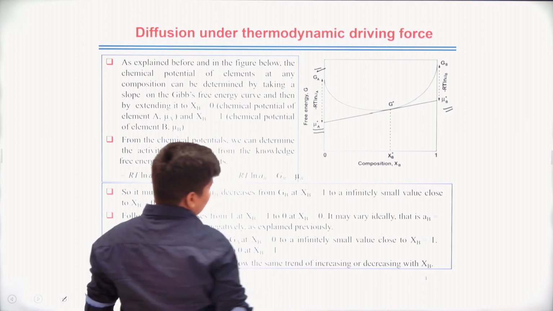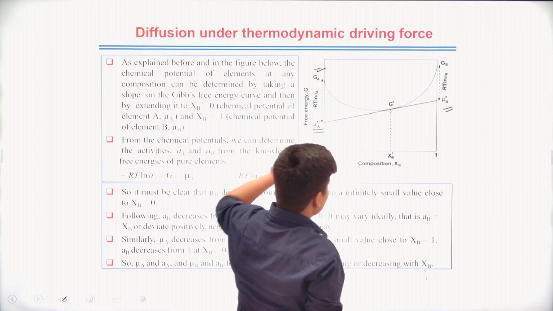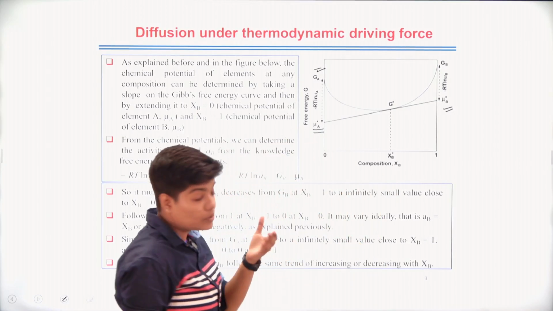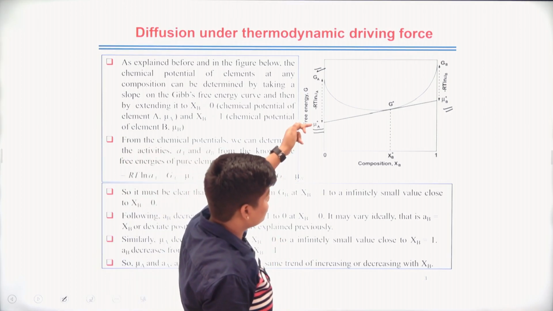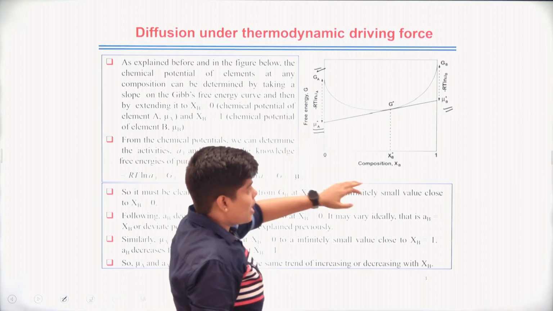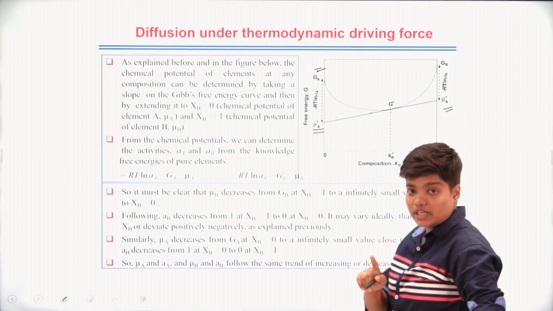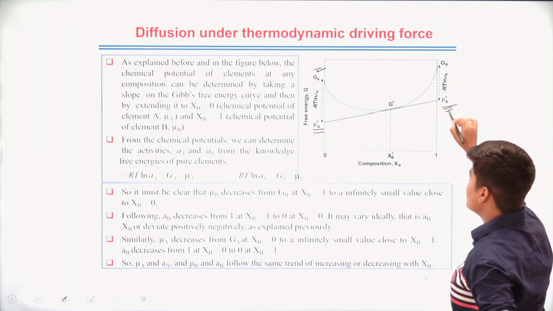So from that graph we can see, at xb equal to 0, that means pure A only. In the material only A is present, so the chemical potential will be mu A. And where xb is equal to 1, it means pure B metal is present, and in that case the chemical potential will be mu B.